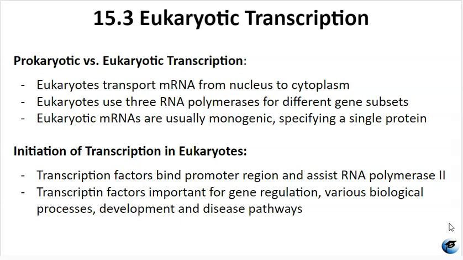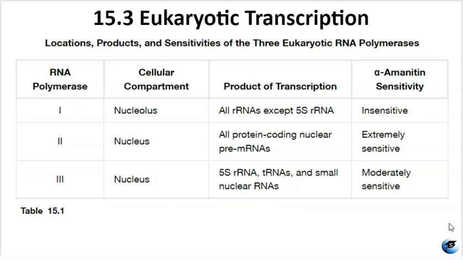They control when and how much of a gene's instructions are read. It's like they have a key that fits into a lock in the DNA, and they can turn genes on and off. And this type of control is crucial for cell development, various biological processes, gene regulation, and even disease pathways. Table 15.1 is showing the differences in the different RNA polymerases in eukaryotes.